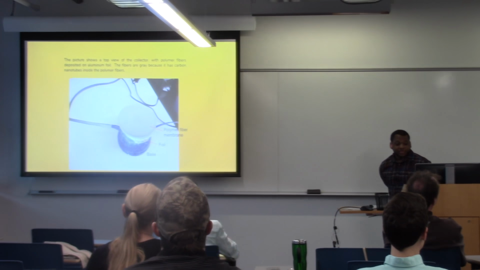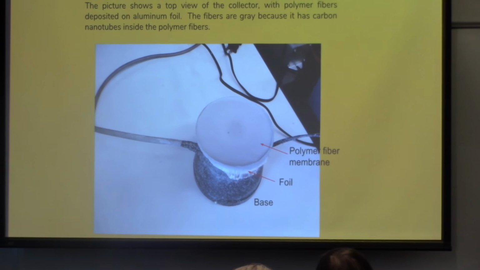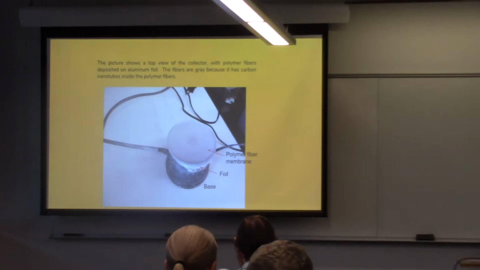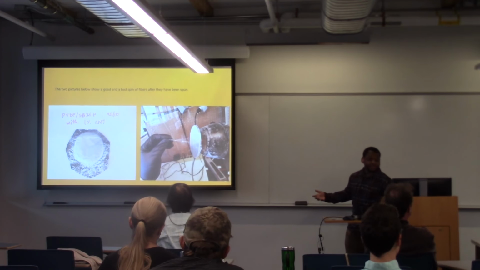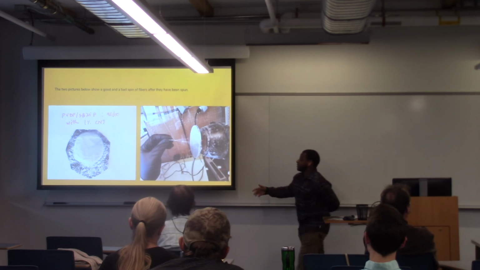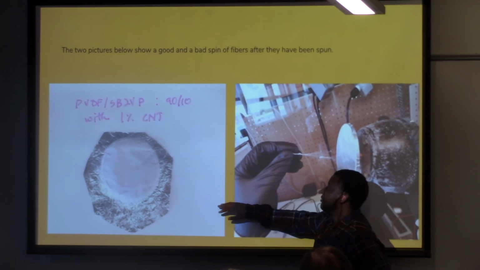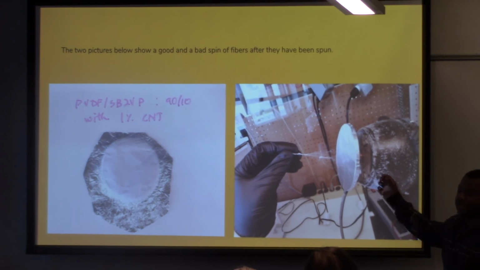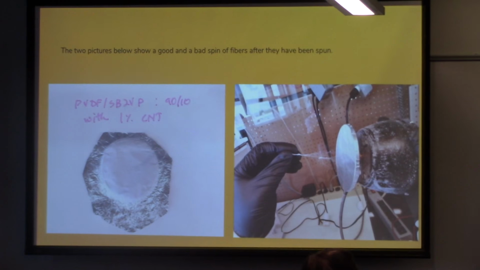This picture shows polymer fiber membrane on foil on the collector plate. The reason why it's so gray is because the fiber membrane has carbon nanotubes added inside. The two pictures show an example of a good spin and a bad spin. As you can see right here, we got a whole membrane fiber mat on the aluminum foil. Right here, you don't see anything on the foil, it's just a very long roll. And we want a flat surface like the first one.